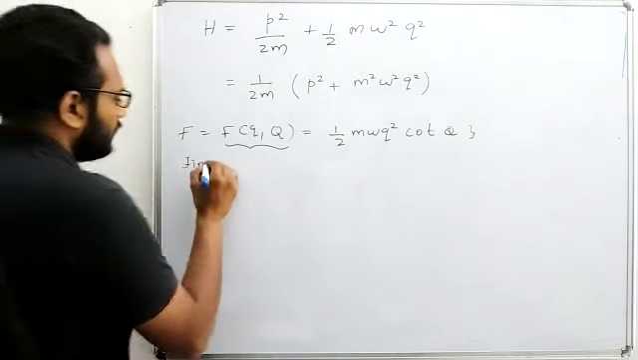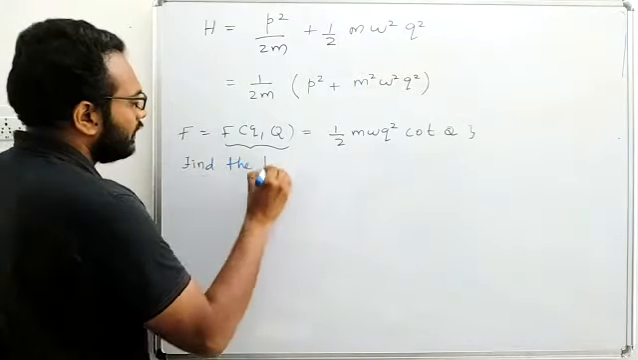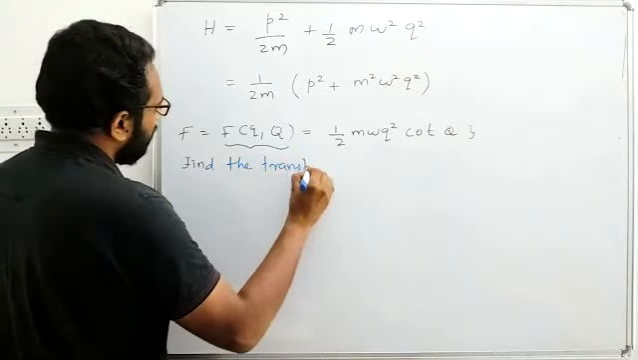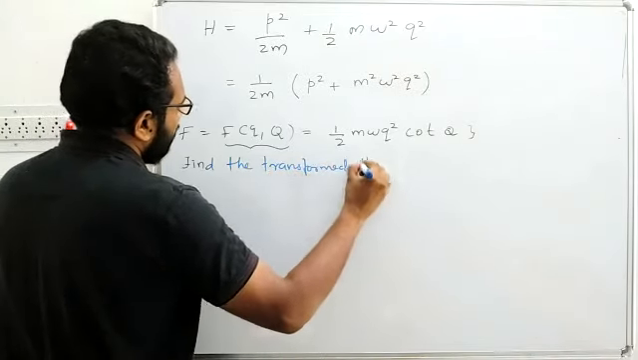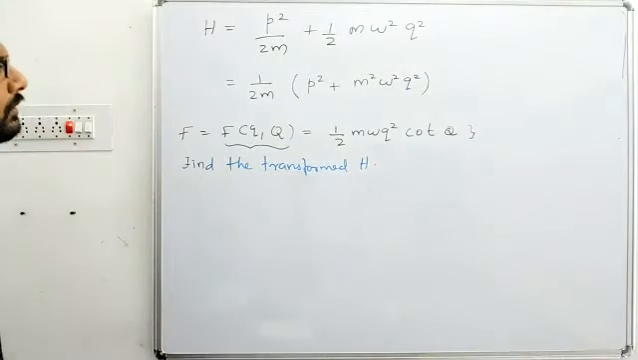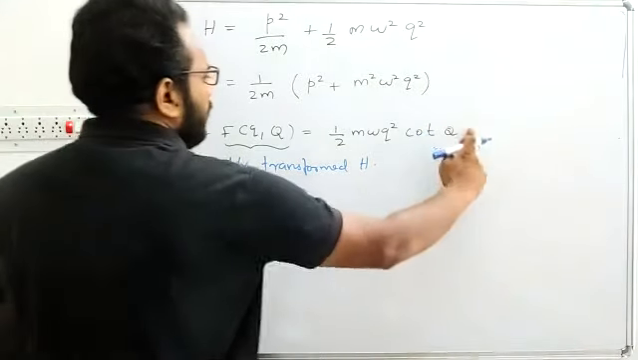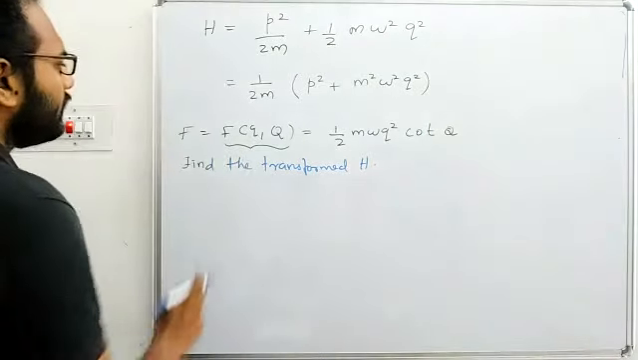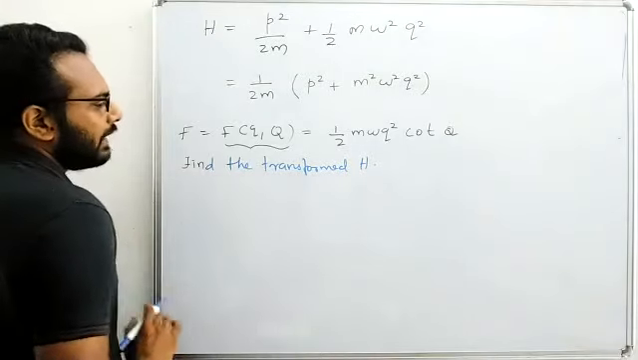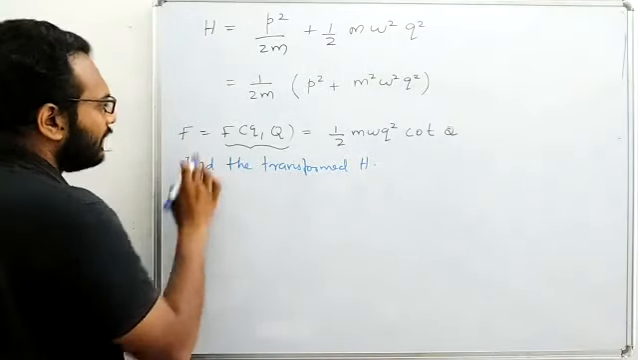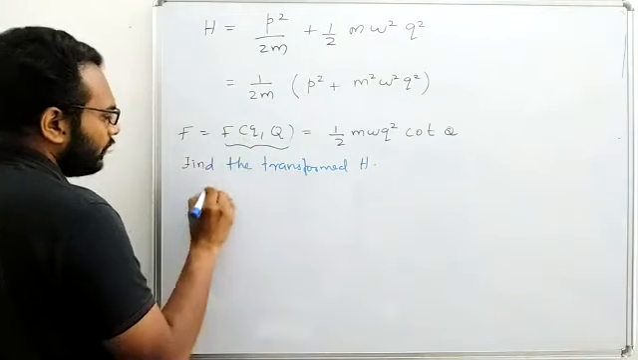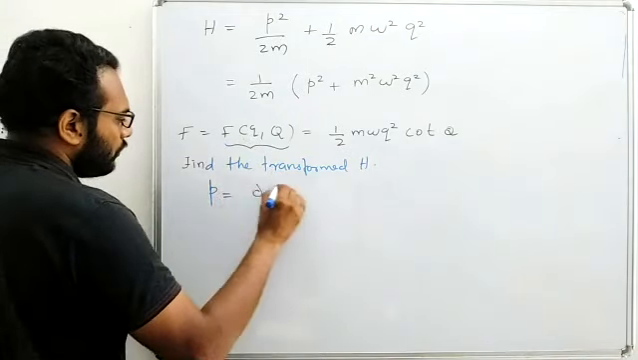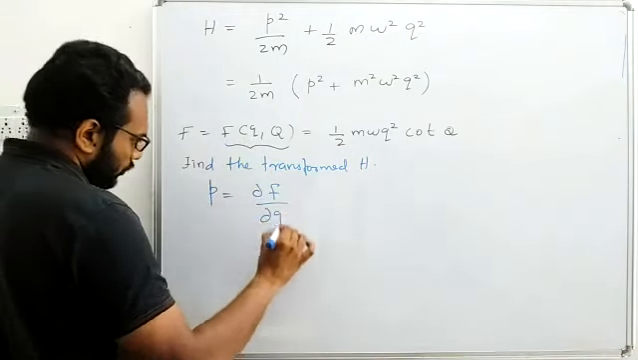Yes, sir. Okay. So the question is, find the transformed Hamiltonian. So in order to find the transformed Hamiltonian, you need the transformation equations. So you see the relation, we already know that p is equal to ∂F/∂q.